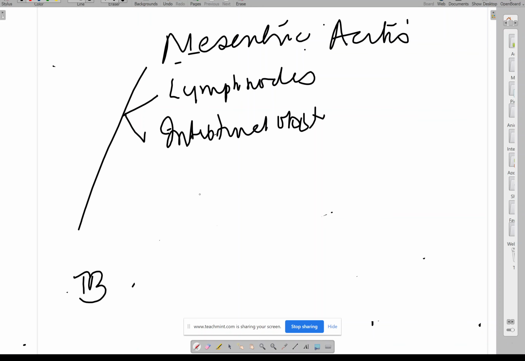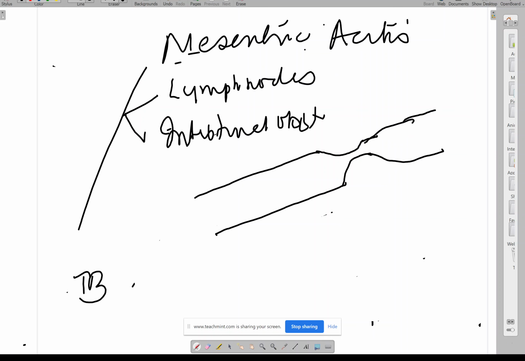Now, what happens in intestinal obstruction? Suppose this is the intestine. Its wall has become very thickened here because of the tuberculosis, and there is an obstruction at this place. So what will happen? First of all, there will be a colic. The peristalsis will try to push food through this obstruction, so there can be an intestinal colic. You may be able to see visible peristalsis.